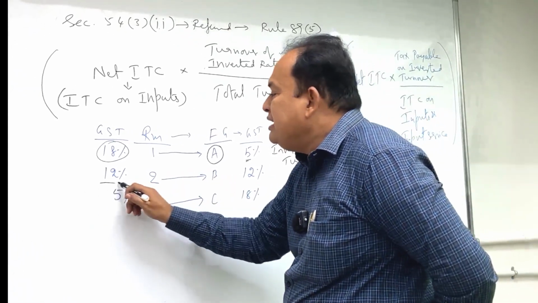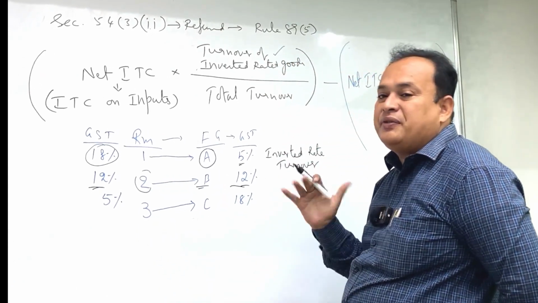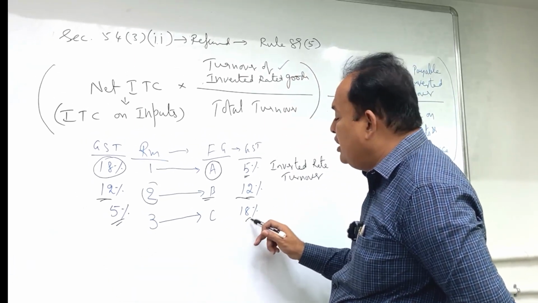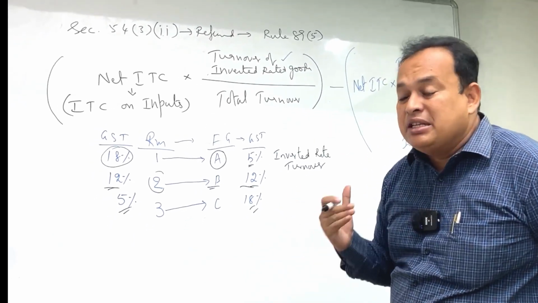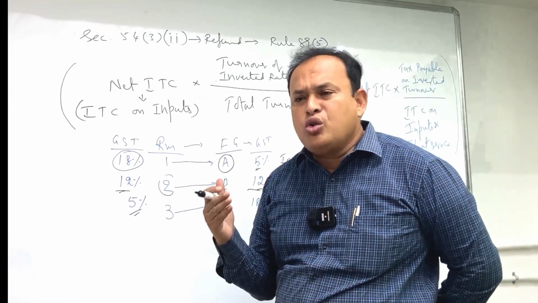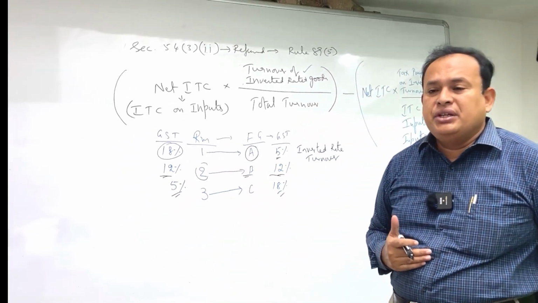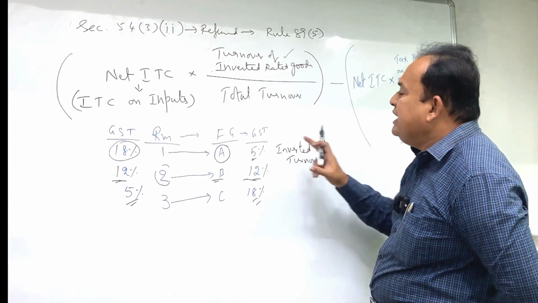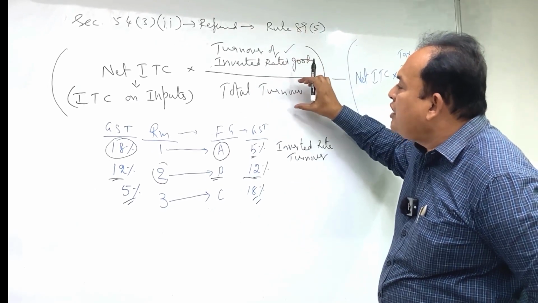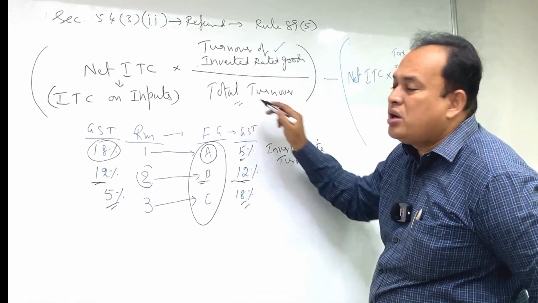Further, 12% inward supply, raw material 2, and output B 12% only, no inverted rate of tax. Here 5% is inward supply, but GST payable on finished goods is 18%, no inverted rate of tax. Inverted rate of tax means my inward supply of inputs is at a higher rate of tax, while my outward supply of goods falls at a much lesser rate of tax. In that case, inverted rate turnover is finished goods product A, that is the numerator, divided by the total turnover of ABC.